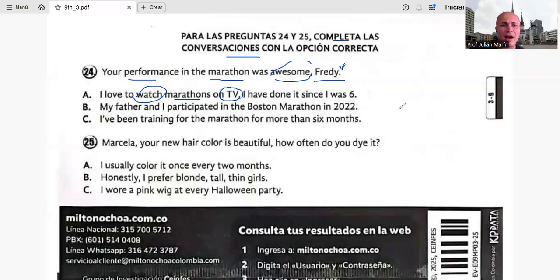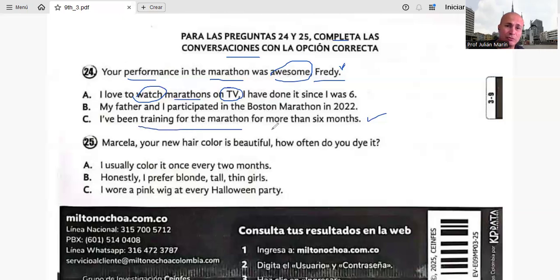B: My father and I practiced in the Boston Marathon in 2022. Okay, we practiced. Anyway, this is not completely incoherent, but let's evaluate C. C: I've been training for the marathon for more than 6 months. Okay, this one sounds a lot better.